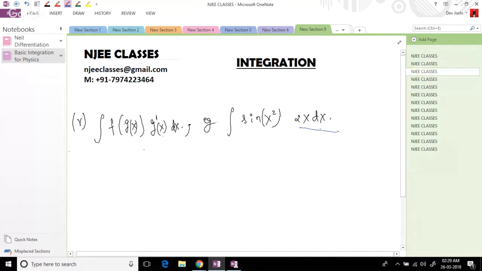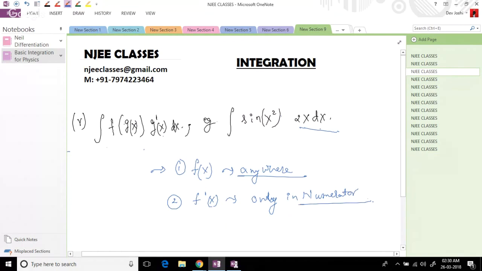So you understand something: the function can be anywhere. Remember one thing first: your function can be anywhere, meaning it can be in the numerator or denominator or inside another function also. But when you talk about differentiation, you always have to think about differentiation only in the numerator. So that is how you should approach the problems.